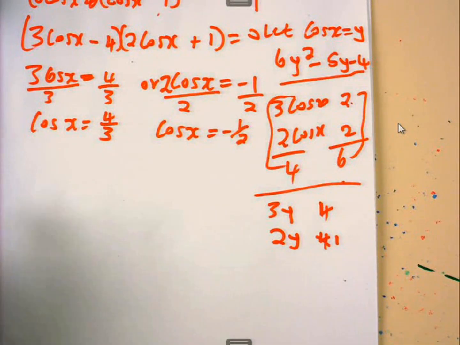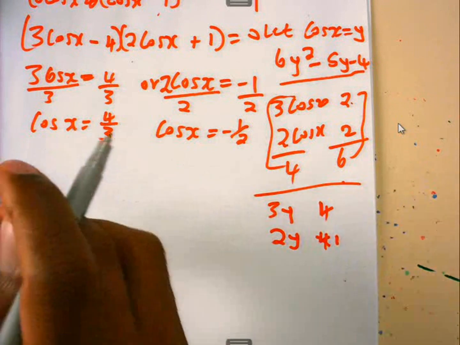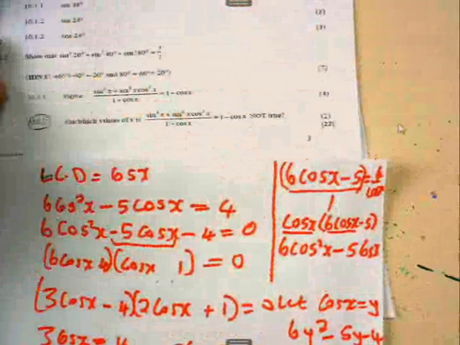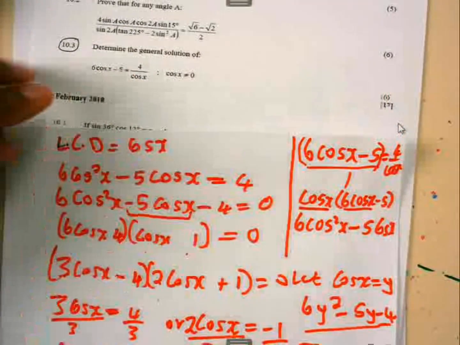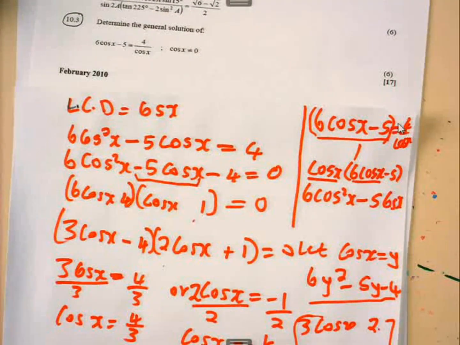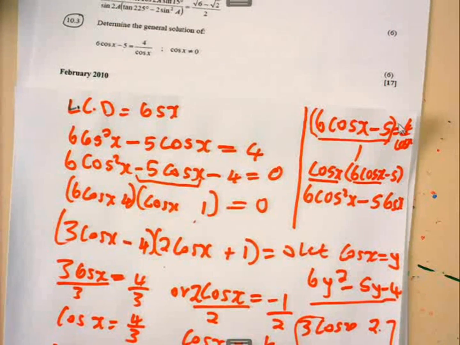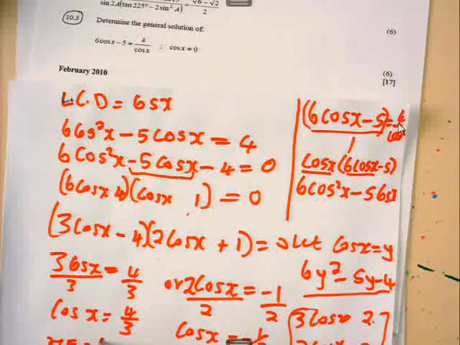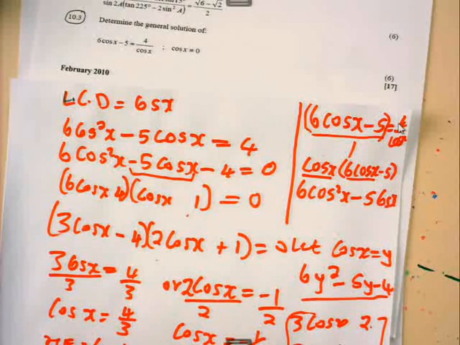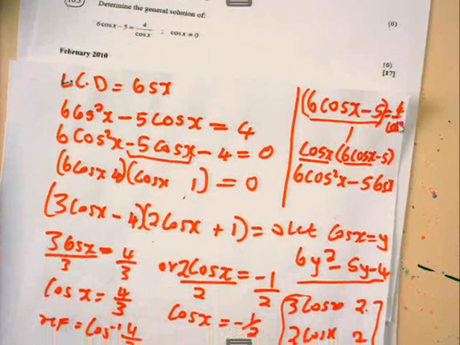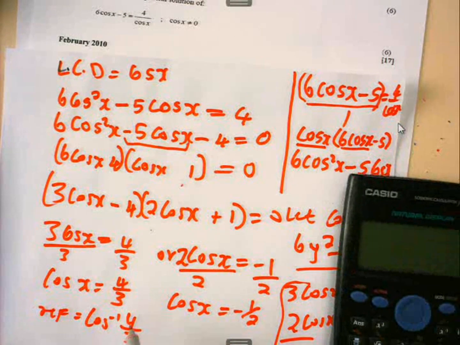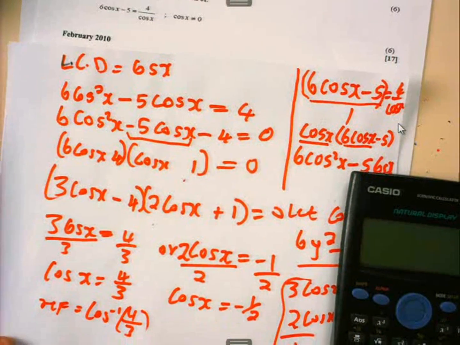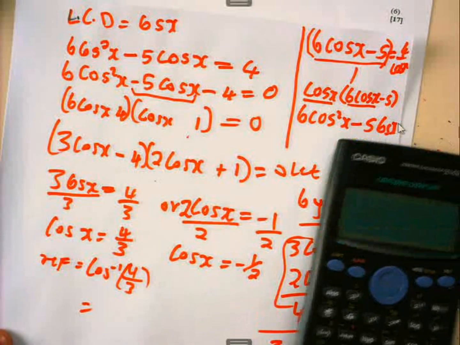Right, boys and girls, now let us look at this one. What was the question here? The question was to determine the general solutions. Let me start with this one here. What is the reference angle? That is the inverse of 4 divided by 3. Very interesting question. What is 4 divided by 3? Yeah, it says maths error.